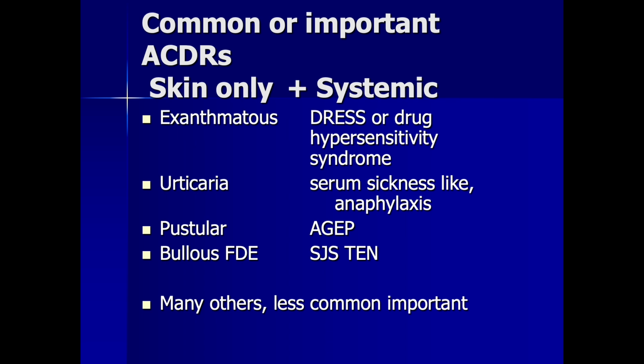We can see localized blistering disease. So an example of this might be a bullous fixed drug eruption. More about this later. But blistering with systemic illness, which might affect, for example, particularly the lungs, we can see this in Stevens-Johnson syndrome, toxic epidermal necrolysis.